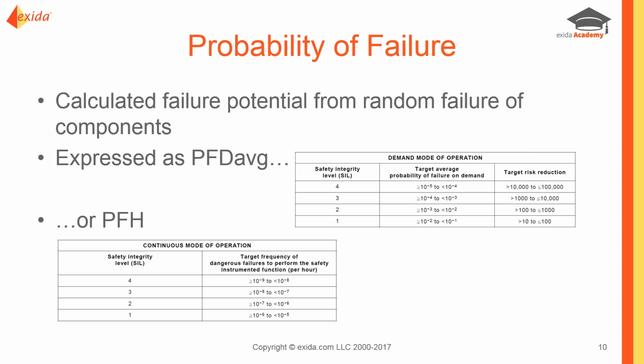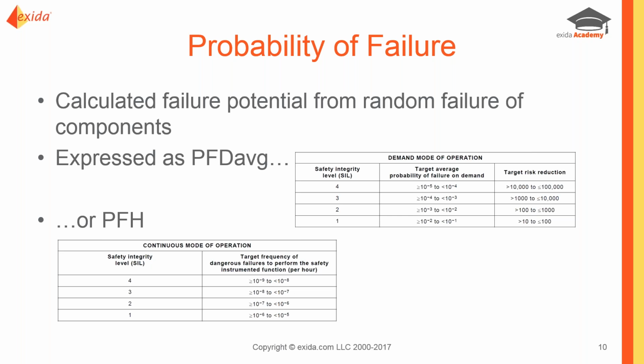For probability of failure, there are basically 2 metrics that we're looking to target. Probability of failure on demand average is for a low demand operation, and probability of failure per hour would be for a high demand or continuous mode of operation. This is effectively the measure of the random failure potential associated with your safety function.